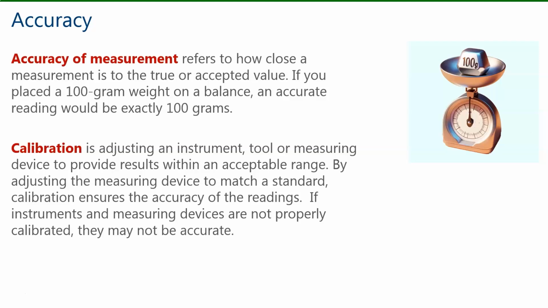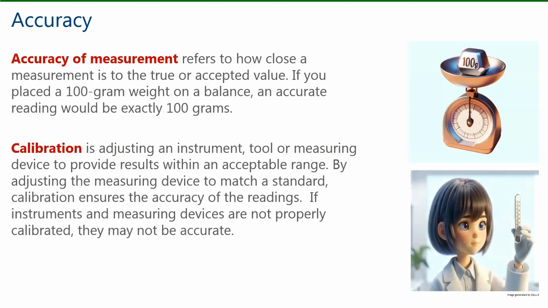Calibration is adjusting an instrument, tool, or measuring device to provide results within an acceptable range. By adjusting the measuring device to match a standard, calibration ensures the accuracy of the readings. If instruments and measuring devices are not properly calibrated, they may not be accurate.